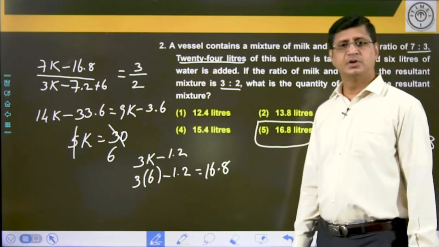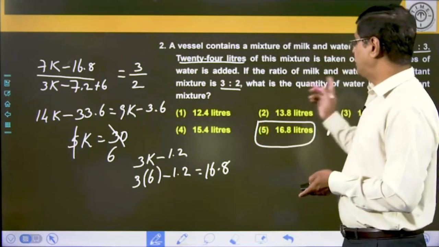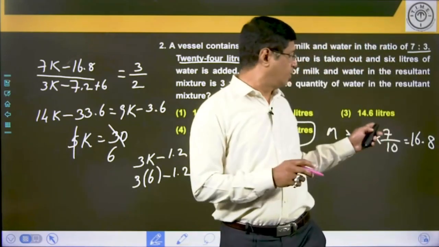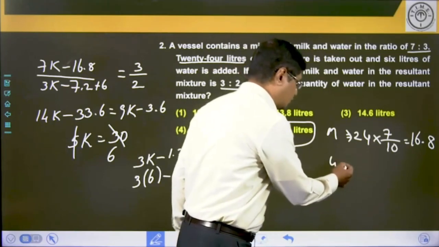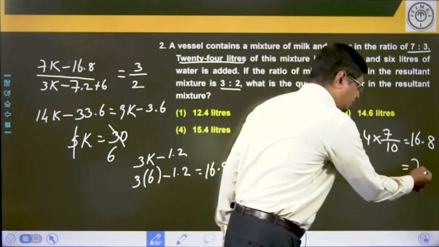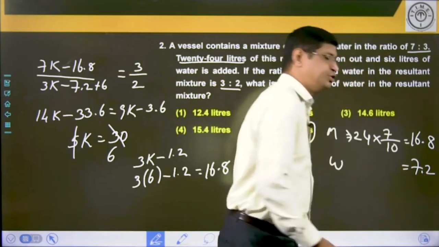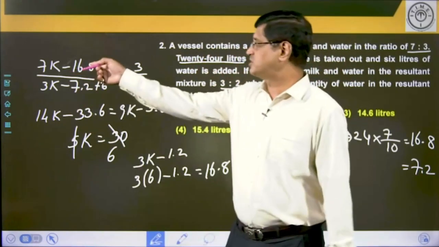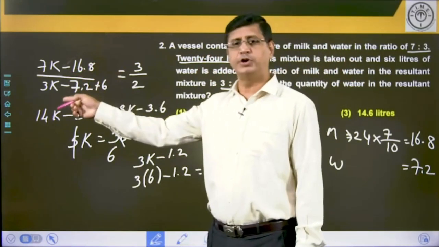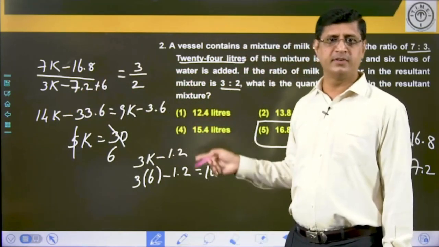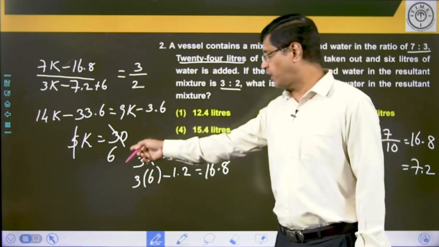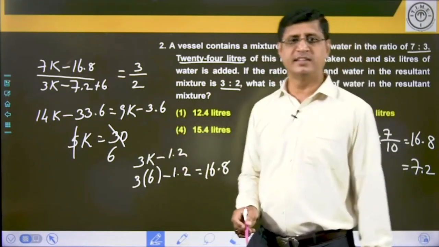Am I clear? 24 liters is taken out. From the 24 liters, how much is the milk? 16.8. What about the water? The remaining is the water. That is 7.2 liters. So, just subtracting 16.8 and 7.2, adding 6 liters and equating it to the given ratio, we can find the value of K. Using that, we can answer the question.